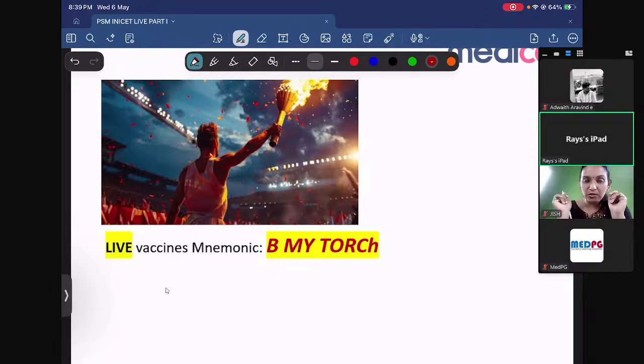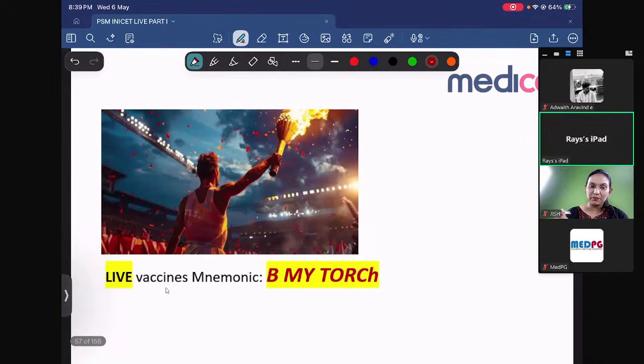Now there's a mnemonic to remember live vaccines, so that at least you will be able to write down which are the live vaccines. For such questions, you need to know the live vaccine names first. The mnemonic is "Be my torch." Where do you see a torch bearing ceremony? Not in sports actually. Which event? It's in the Olympics.